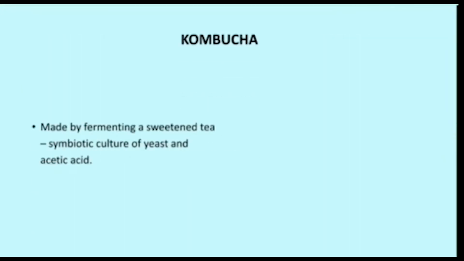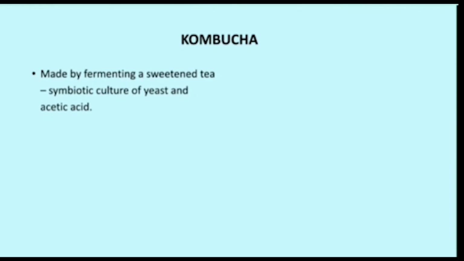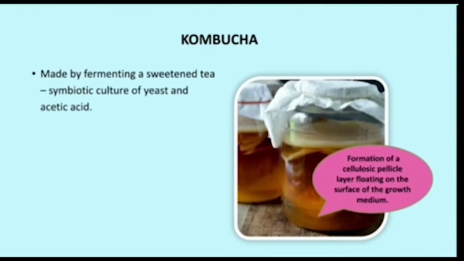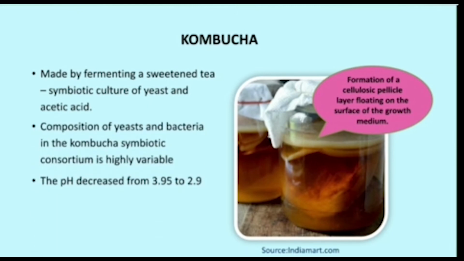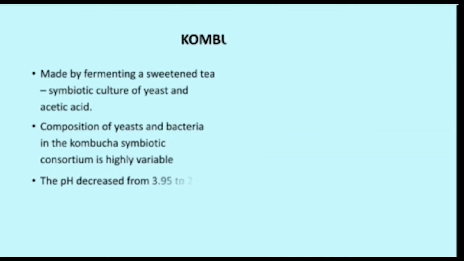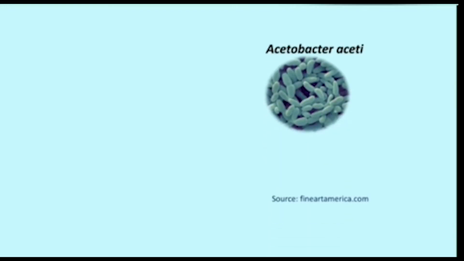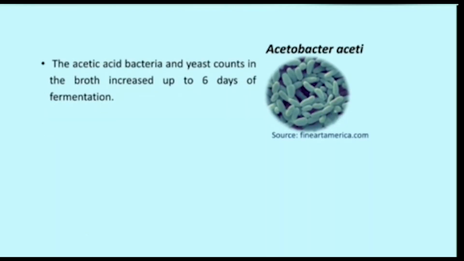Kombucha is made by fermenting a sweetened tea, a symbiotic culture of yeast species and acetic acid bacteria. A cellulosic pellicle layer forms, floating on the surface of the growth medium. The composition of yeast and bacteria in the kombucha symbiotic consortium is highly variable. The pH decreased from 3.9 to 2.9. The acetic acid bacteria and yeast counts in the broth increased up to 6 days of fermentation.